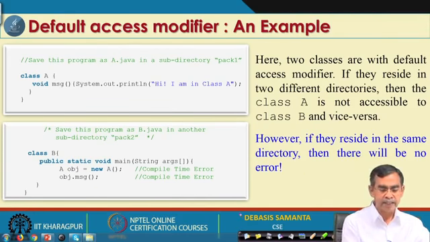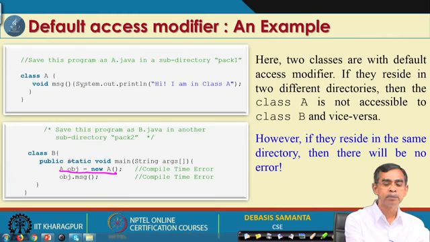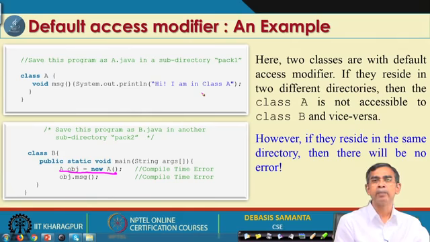Now, in the first statement we create an object of class A, and in this method main we call the method MSG, which belongs to the class A object. So, if we run this program, it will print a message like: hi, I am in class A.